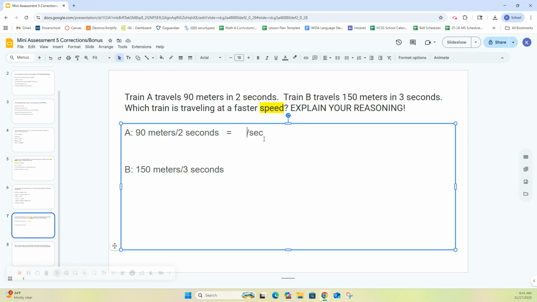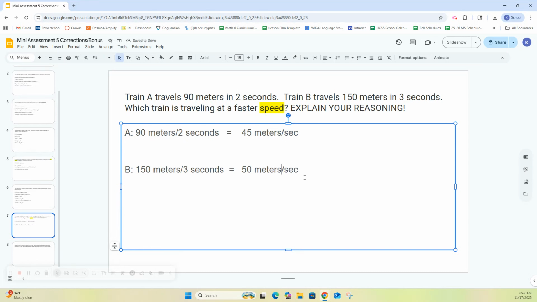That is right, we would divide by 2. So 90 divided by 2 would give us, that's right, 45 meters per second. All right, now let's look at train B. 150 meters in 3 seconds, but we just want per second because we want the speed to compare them both per second. 150 meters divided by 3 is going to give us, that is right, 50 meters per second.